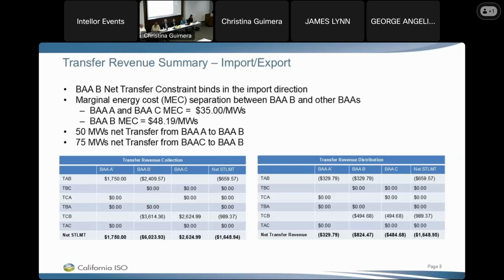So what is the net? For BAA, their net transfer revenue is $329.79. For BAB, because it had transfers coming from two other BAs, they get $824.47, whereas BAC gets $494.68. The total transfer revenue is $1,648.95. Do we have any questions?